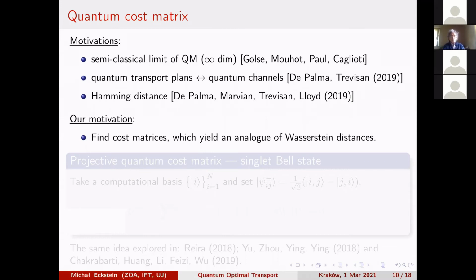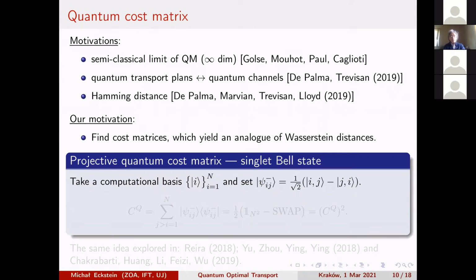So we were interested in asking whether it is possible to really make it directly, from scratch. The idea is to take a kind of projective quantum cost matrix using singlet Bell states. If you take a computational basis of your n-dimensional Hilbert space, and you take these singlet Bell states, coupling the modes I and J, then you can just take a sum of all of them, with J greater than I, and you get a projective quantum cost matrix. You can rewrite it as 1 minus swap. The swap operator just swaps the two components of the tensor product for a product state. And it is indeed projective. It's a projector, obviously: if you take a square of it, it's just going to be the same matrix.